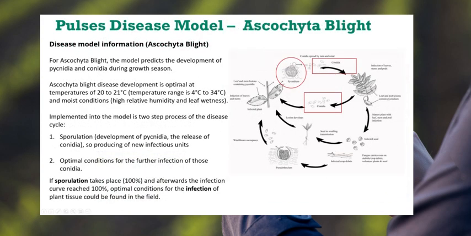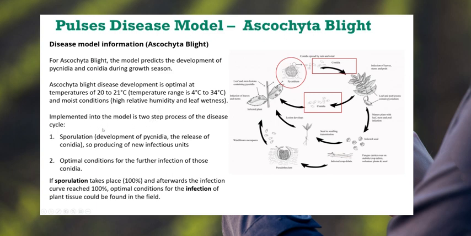In particular, the pulse disease model for Ascochyta works in this way. It predicts the development of pycnidia and conidia during the growing season, so the initial infection and then the secondary infections that occur throughout the year. The Ascochyta blight model looks at optimal temperatures for the development of the disease between 20 and 21 degrees, but there is a range between 4 and 34 degrees Celsius. But the key is the moist conditions, and that's driven by things like high humidity and leaf wetness periods.